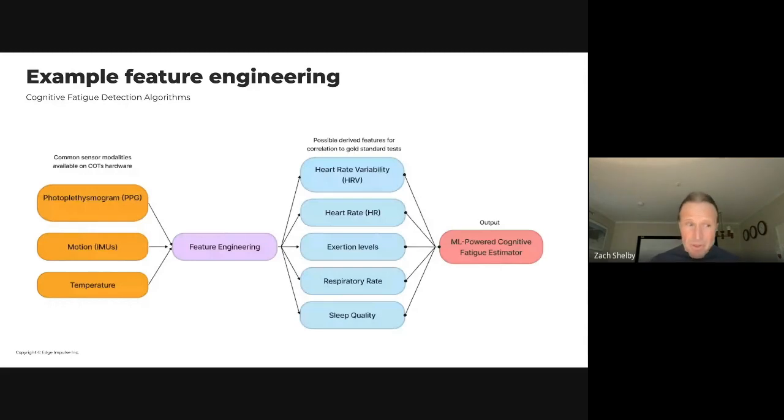What do some of these algorithms look like? Well, this is a cognitive fatigue algorithm that we recently looked at, combining PPG, IMUs, temperature, and some feature engineering from that to derive additional subsets of values that we're looking for, or derivatives from this. So HRV, HR, exertion, respiratory rate, sleep quality or sleep stages, and then pushing that into a combined machine learning powered cognitive fatigue estimator. So this is something that we may want to build, looking at that outcome that we're looking for.